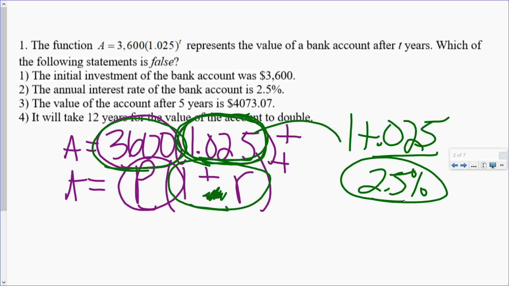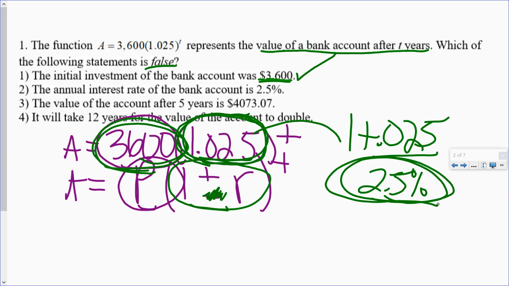So now let's go through each choice. It's asking which is false, but I'm going to go through all 4, and I'm going to determine if I agree or disagree. The function represents the value of a bank account after t years. The initial investment was 3,600. So the initial is the principal, what's outside of the parentheses. So yes, I agree that the initial investment was 3,600. The annual interest rate of the bank account is 2.5%. Yes, I agree with that. 0.025 is being added to 1 inside the parentheses, which makes it an interest rate of 2.5%.